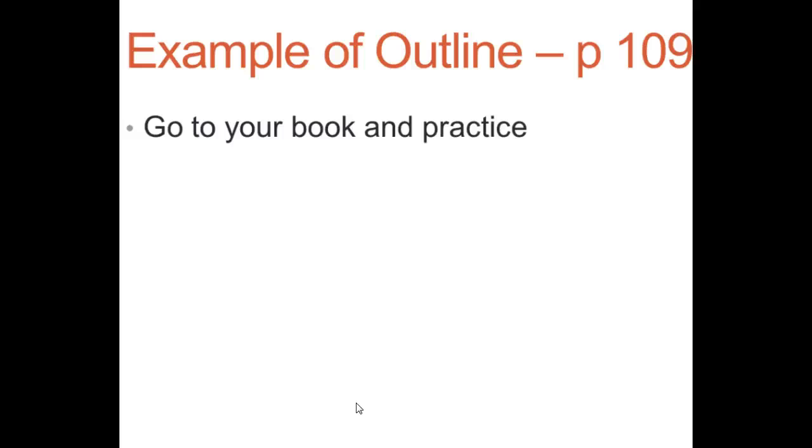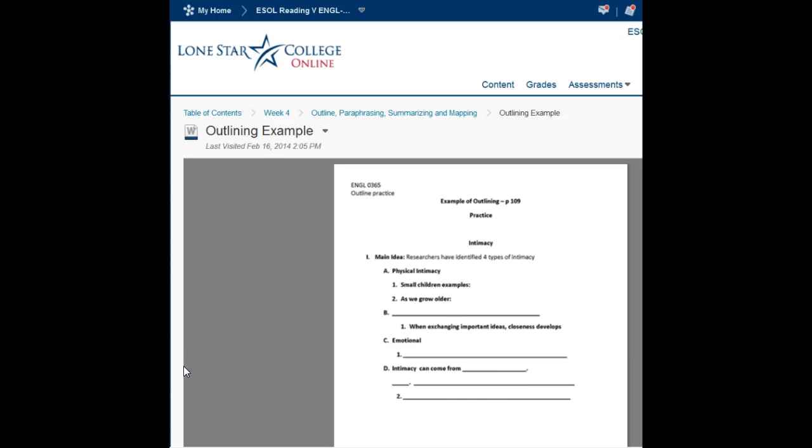Now I would like you to go to your book to page 109, and we're going to outline that one. Go there. I have put here a skeleton copy, and you can find this under outline, paraphrasing, summarizing, and mapping. So you will have that also in your resources. But what I would like you to do is go there. I have helped you with the main idea and some of the minor and major details, but why don't you complete that outline just for practice?